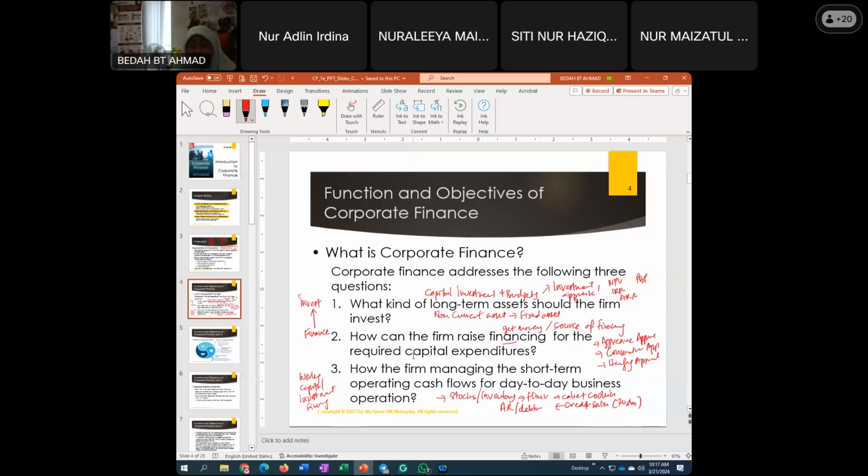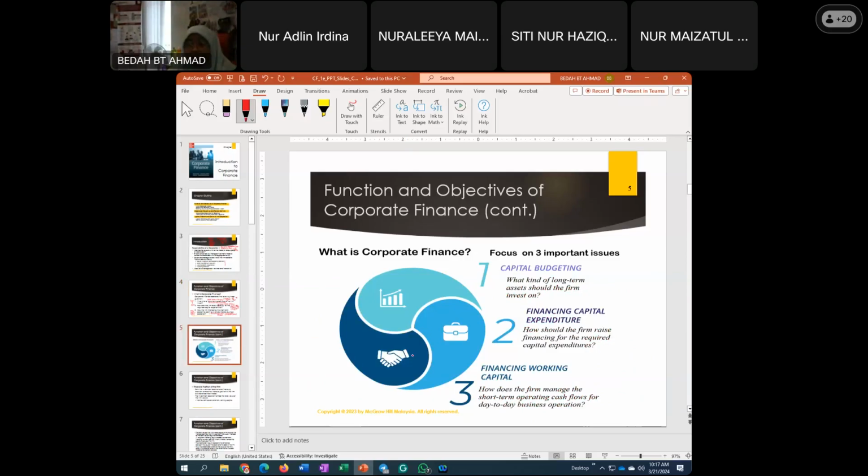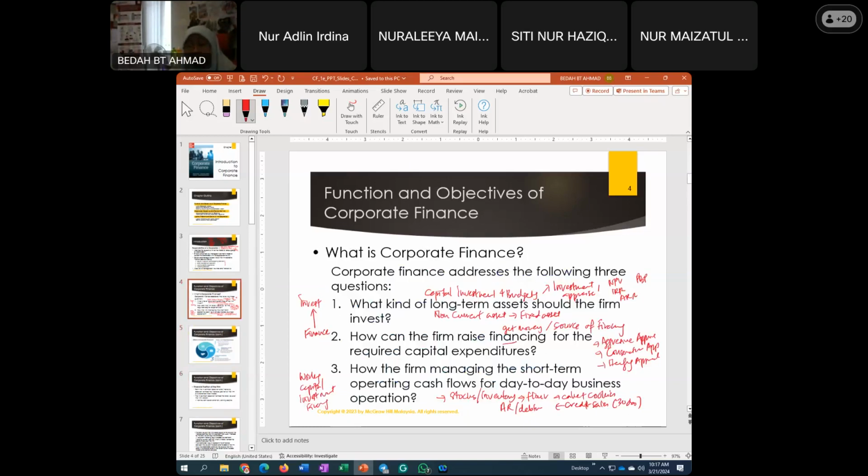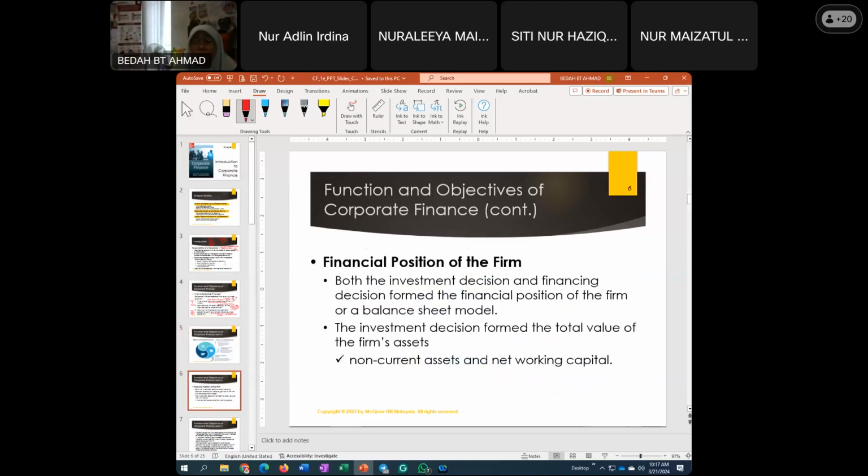Okay, so these are the three areas circulating in corporate finance: the assets and the working capital investment, which is on the asset side, or we can say the debit side. On the credit side is your financing side usually. So focus on three important issues: capital budgeting, the assets, then how to finance that capital budgeting, and how to finance your working capital, how you manage your short-term operating cash flow. These three areas actually form your balance sheet.